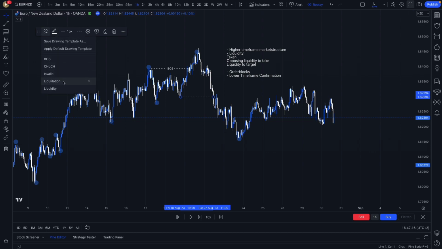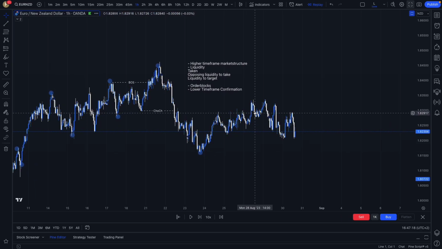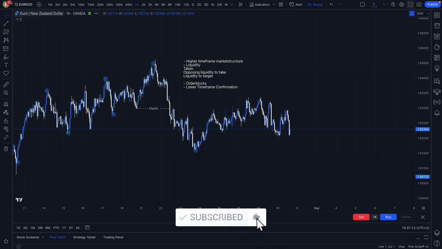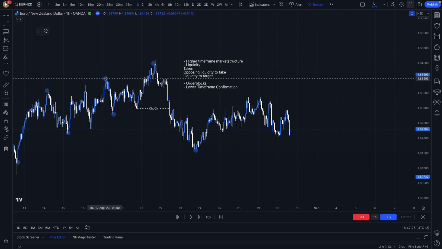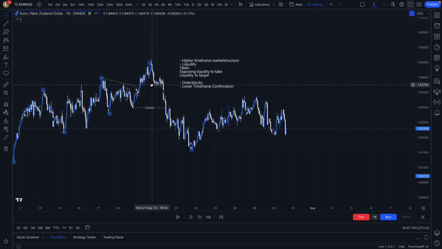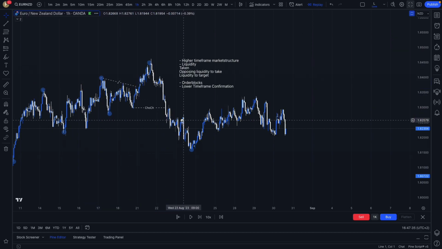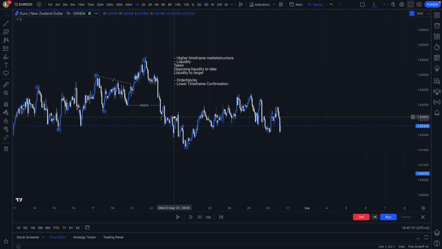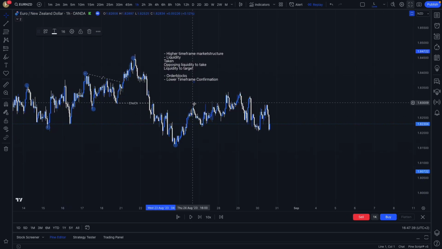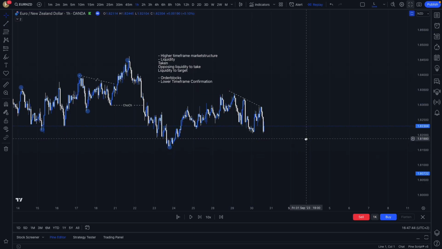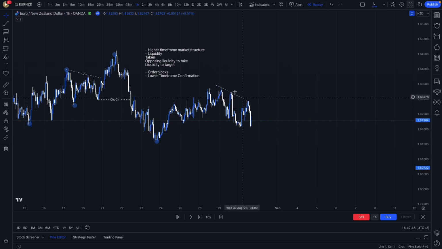Now we are going to ask ourselves, where did price take out any liquidity? When we look here, we can see that this range right here has taken out this trend line liquidity before making a change of character. So this is what we count as our liquidation. Then also, where did price build opposing liquidity to take? We can see that price is forming a trend line liquidity as we speak. So that's our liquidity.